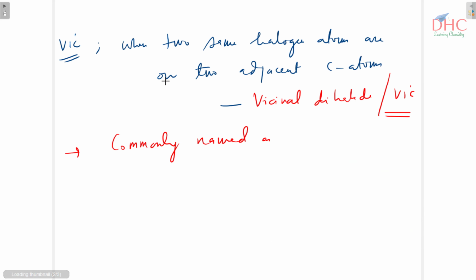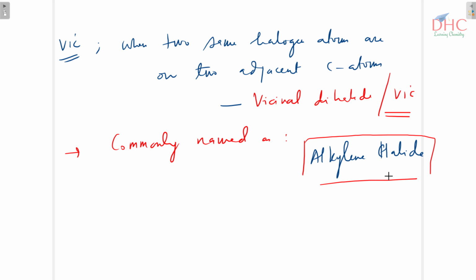Now these vicinals are commonly named as alkylene halide. So in case of geminals, it was alkylidine, but in case of vicinals, it is alkylene halide.